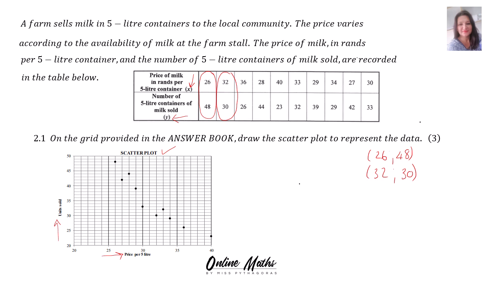Let me just show you the first coordinate, 26, 48. On the x-axis, 26 is round about there. We carry on up to 48, which is round about there. Very precise. There's our first dot for the scatter plot. Then you just continue with all the coordinates that were given, and that is worth 3 marks.